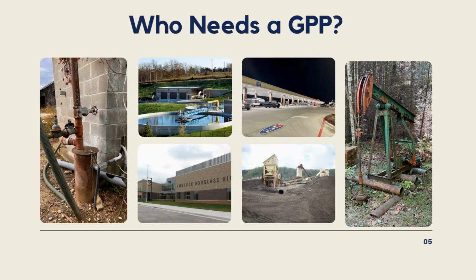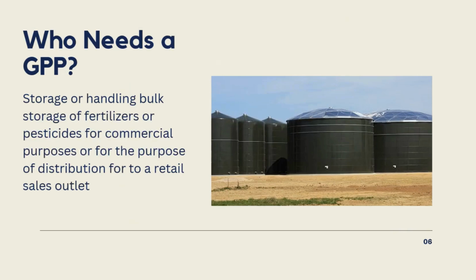So I'm going to jump into who needs a GPP. As you can see from this slide, we have everything from the Buc-ee's in Richmond, high schools, to water treatment plants. We're going to break all this down. We won't go over every site that needs a GPP because we'd be here until the sun goes down, and I want to get lunch after this, so we're going to keep it brief. So we'll start with the first one.